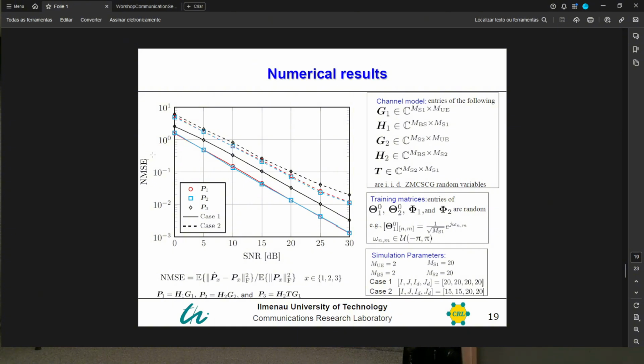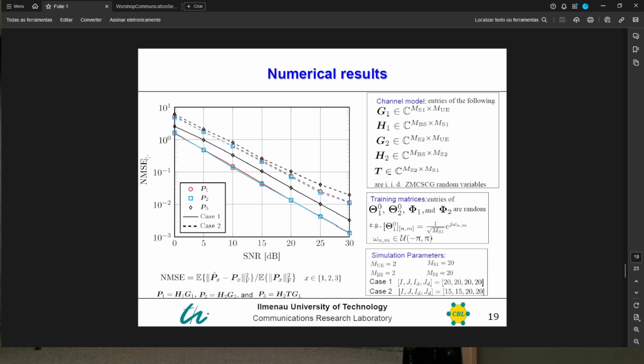Now we have these simulation parameters. We have 2 antenna elements at the transmitter, 2 at the base station, and RX1 has 20 elements, and then RX2 has also 20 elements. So in our experiment, we consider two cases. In case one, we consider a situation whereby the training sequences, like I said before, are equal to one another, 20, 20, 20, 20, right? But then we now also consider case two, where we have lower training sequences for I and J, and then higher for ID and JD.